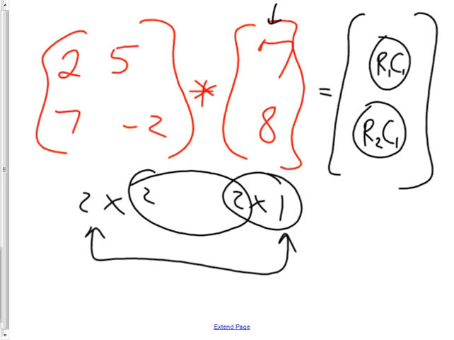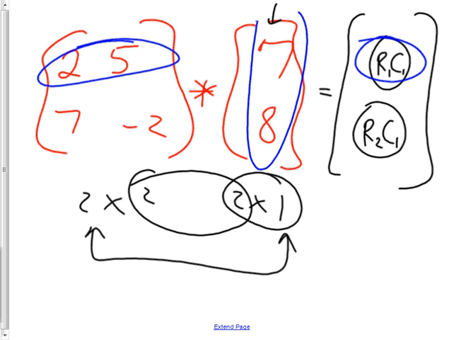They're saying, take row 1 and multiply it by column 1. Here is row 1. Here is column 1. And what numbers go together? Well, the first number you see when you look at this should be the 2, because in our culture we read from left to right. And the first number you see when you look at this matrix should be the 7. And therefore the 2 goes with the 7, it makes 14. 5 goes with the 8, it makes 40. And the 14 plus the 40 goes here. So that's a total of 54.